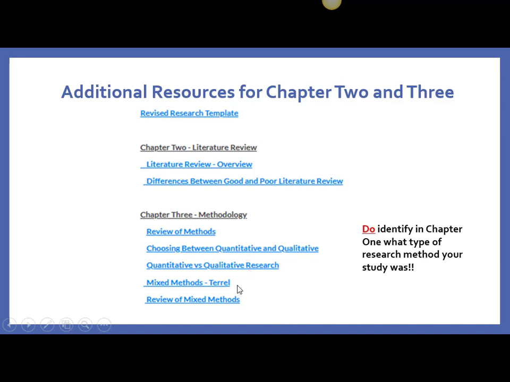Some of you will be doing a mixed method, meaning you're using both quantitative and qualitative when you're looking at the design of your research. So the last 2 resources are examples of mixed methods.